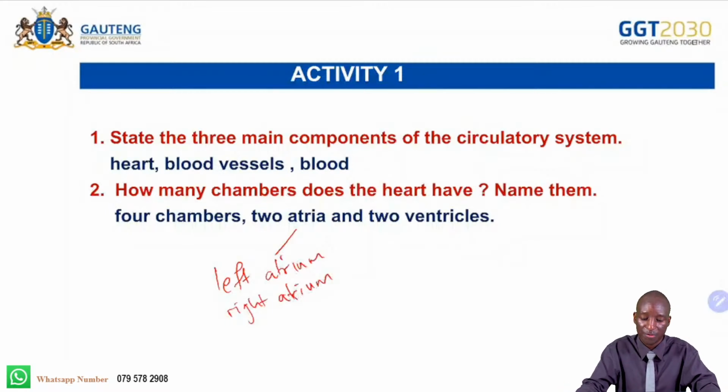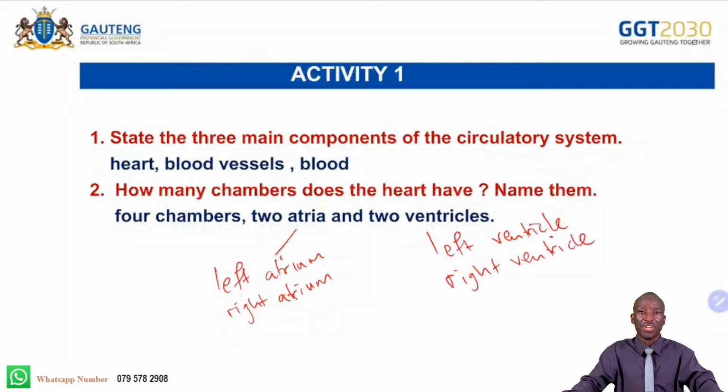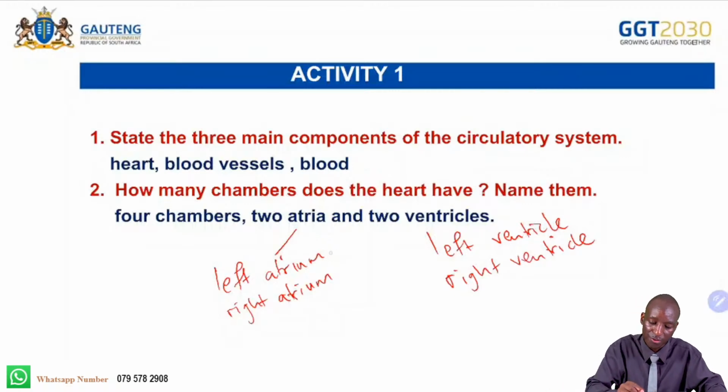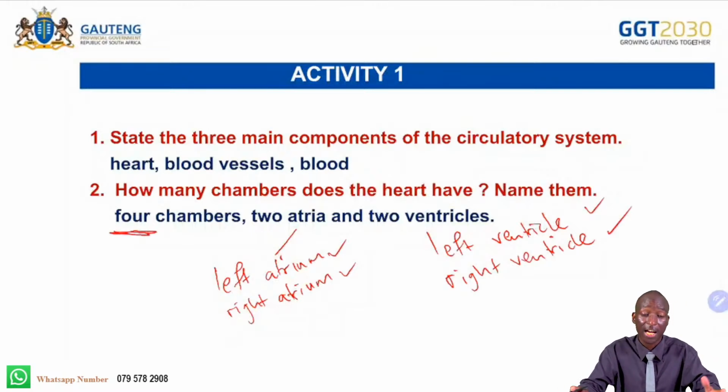Then coming to the ventricles, you also have the left ventricle, as well as the right ventricle. So together we've got 1, 2, 3, 4 chambers. The heart has 4 chambers. That's our activity. Make sure that you write all those corrections. And for those who managed to come up with the correct answers, keep it up. That's good.